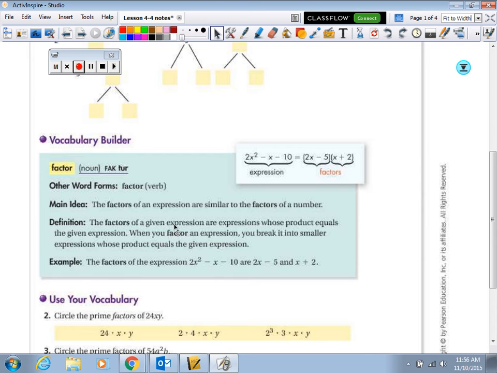They give you the main idea, they give you the definition and an example. So what we're going to do is take an expression and break it down into its factors. Factors mean something multiplied times itself, okay?